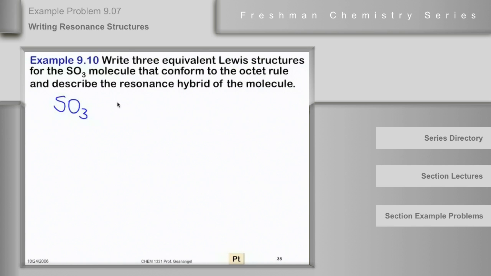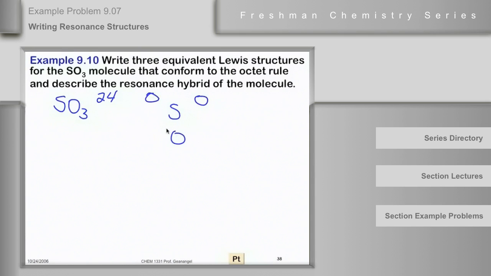How many valence electrons are there in sulfur trioxide? 24. Excellent. 4 times 6, right? They're all in group 6. So there's 24 electrons. So we will just simply take this sulfur. I'm going to put the sulfur in the middle. Why is that? Less electronegative goes in the middle. Okay, so then there'll be the oxygens on the outside here.